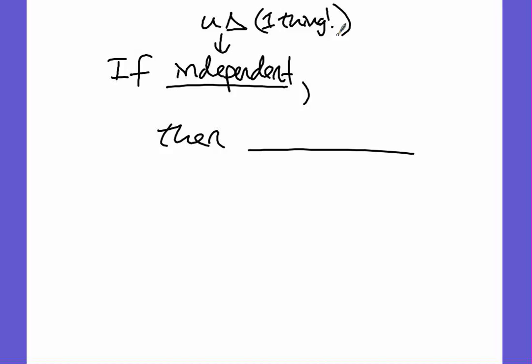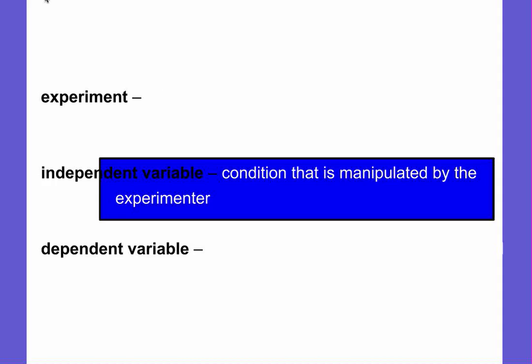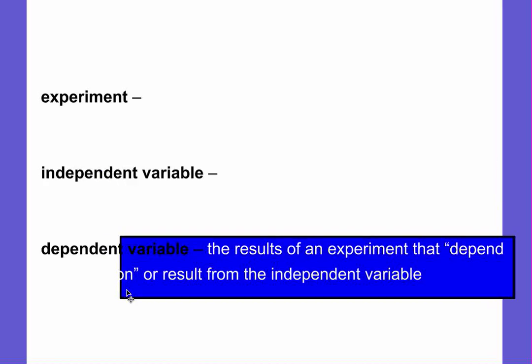If I make a delta like that, I mean change in science, so just get used to that. If I make a little triangle, I mean change. I use a lot of shorthand because I'm lazy, like I told you before. But my independent variable, that's the thing that you change, you manipulate in the experiment. The dependent variable, on the other hand, is the results. That's what you're going to measure at the end of the day. That's the data you're going to record to decide whether or not your experiment worked.